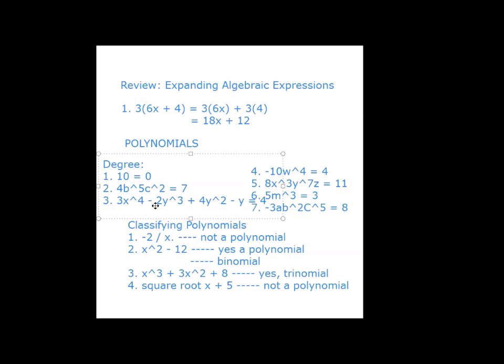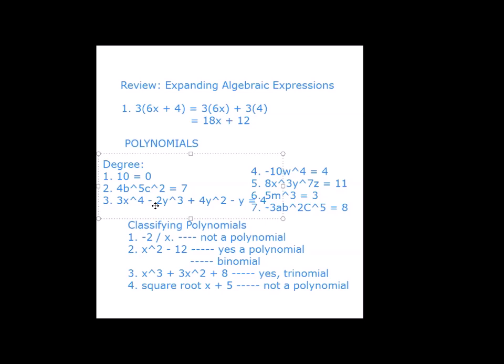And then a polynomial with one term is a monomial. 2 terms are binomials, such as z squared minus 1. So we have 2 terms, z squared and then minus 1. And then a polynomial with 3 terms is called a trinomial. 2y cubed plus 4y squared minus y is a polynomial with 3 terms. Therefore, it is a trinomial.